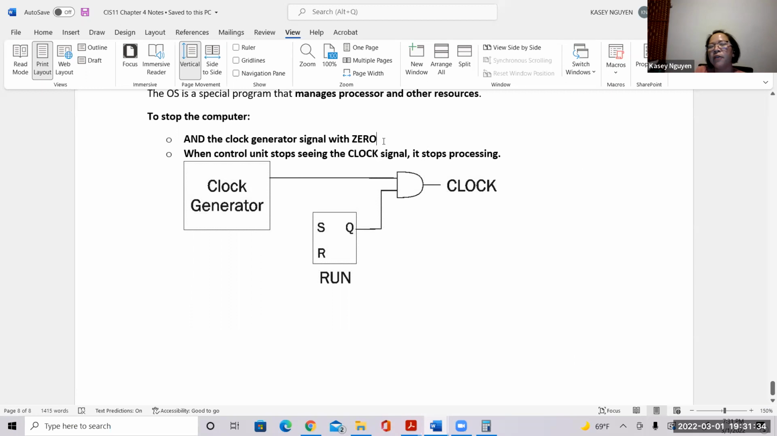And so when you look at your program, when you're doing a halt, what does that really mean? Stop execution, right? So this diagram depicts the clock generator, and this is the AND gate. So when it runs, when you AND it with the 0, then your clock stops.